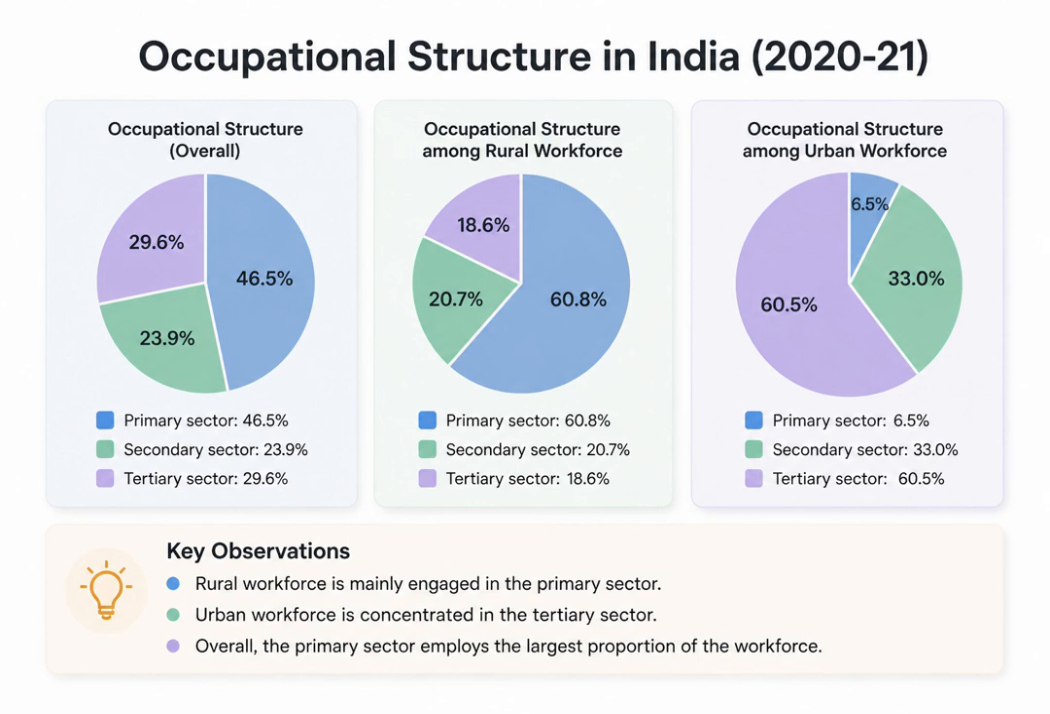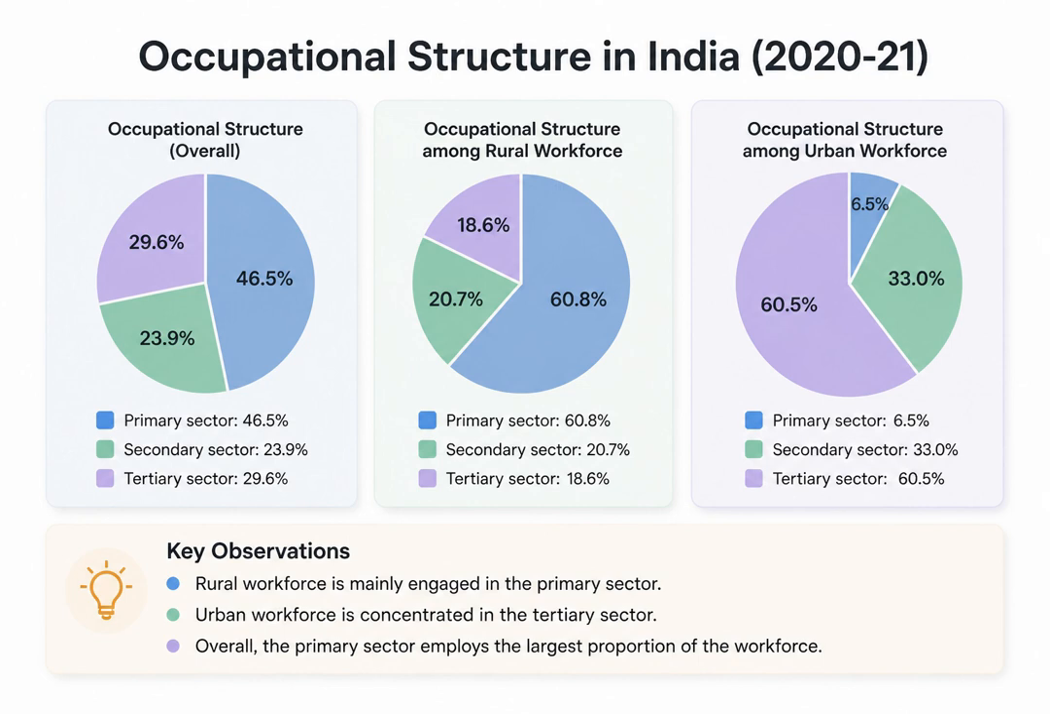When we look at the overall picture, the primary sector, which is mostly agriculture, still employs the largest chunk of the workforce at 46.5%. The tertiary or services sector follows at 29.6%, and the secondary or manufacturing sector is at 23.9%. However, there is a massive rural-urban divide. In rural areas, a dominant 60.8% of workers are in the primary sector. Conversely, in urban areas, the primary sector is practically non-existent at 6.5%, while the tertiary sector dominates, employing 60.5% of the urban workforce.